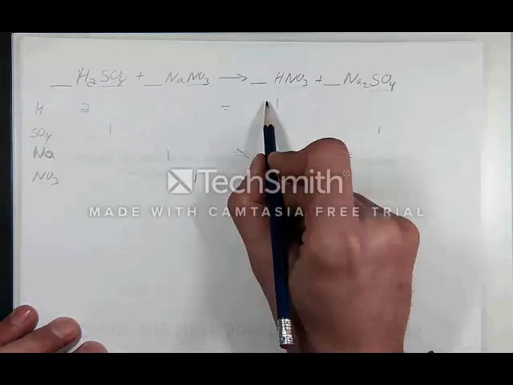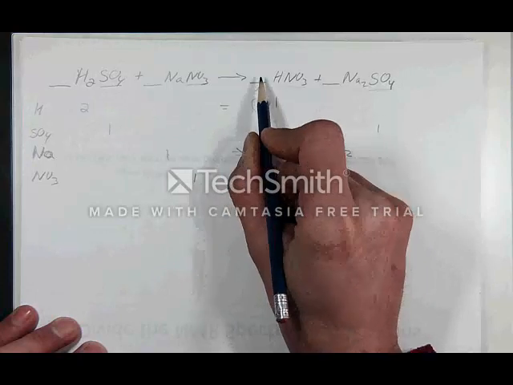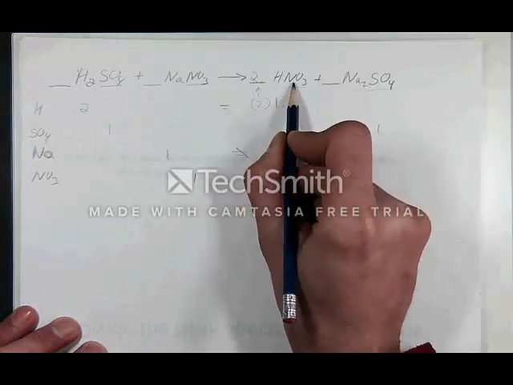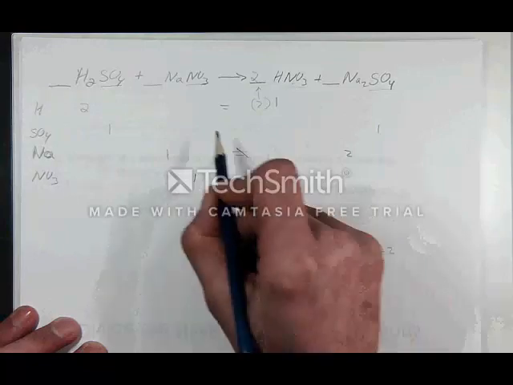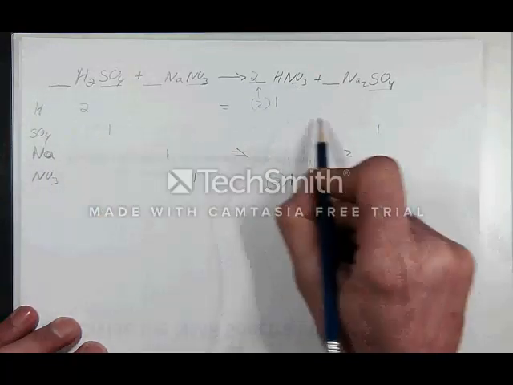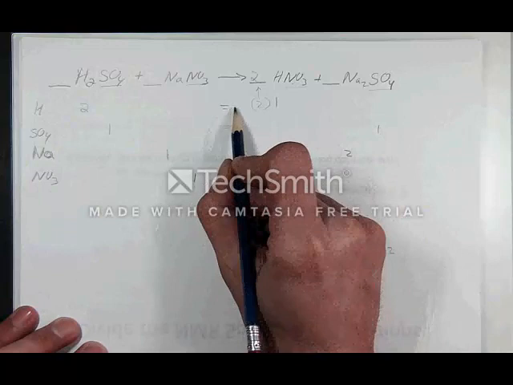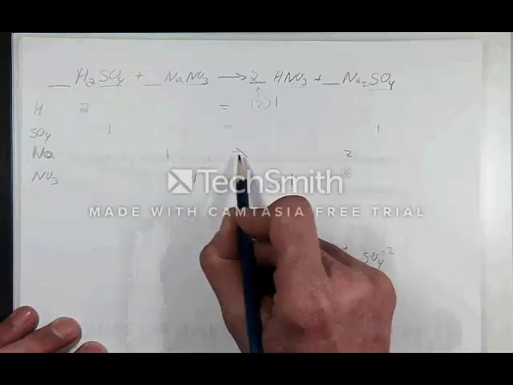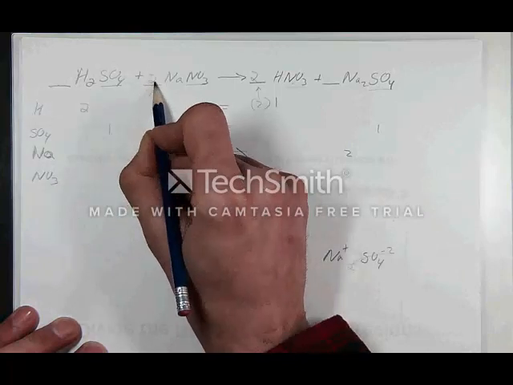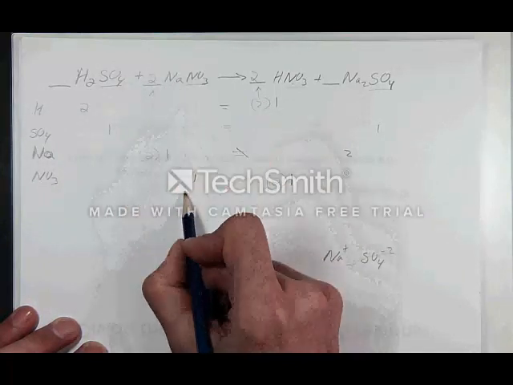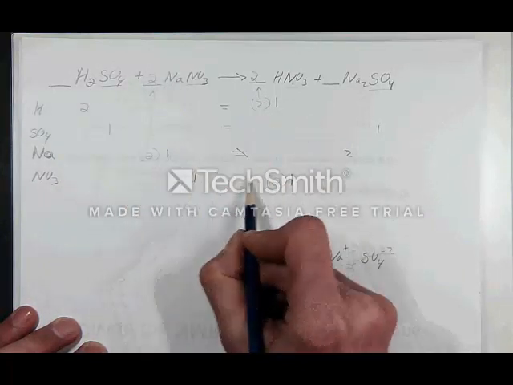So 2 equals 2 times 1. We use this to balance the hydrogens. Also applies to these nitrates down here. We'll get to those in a moment. 1 sulfate, 1 sulfate. They're balanced. Sodiums, 1 doesn't equal 2. We can fix that with the 2 here. We use it to balance the sodiums. Also applies to these nitrates. 2 times 1 equals 2 times 1.